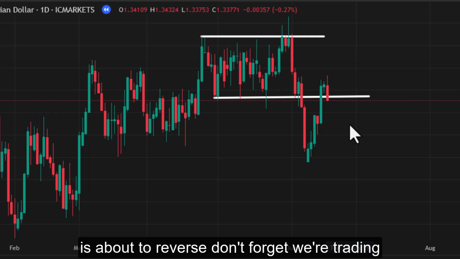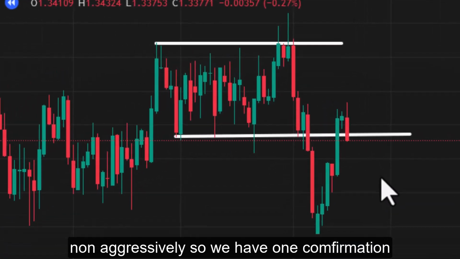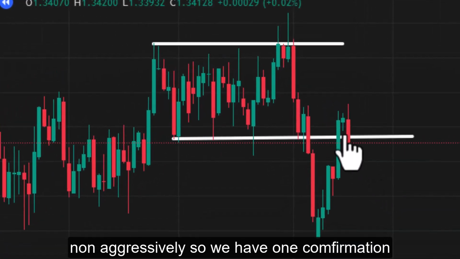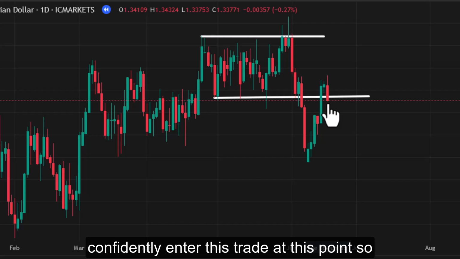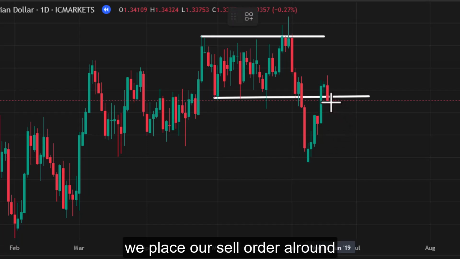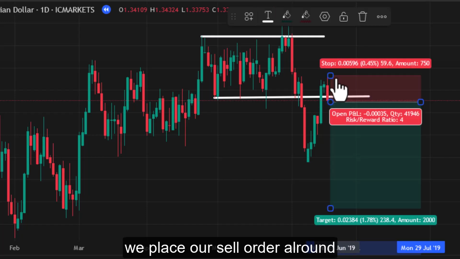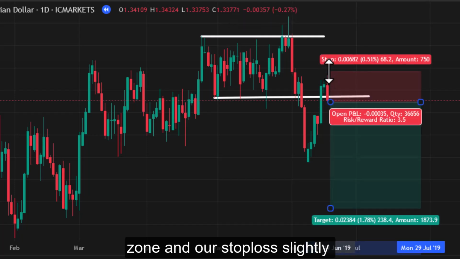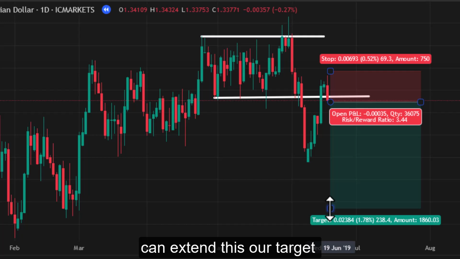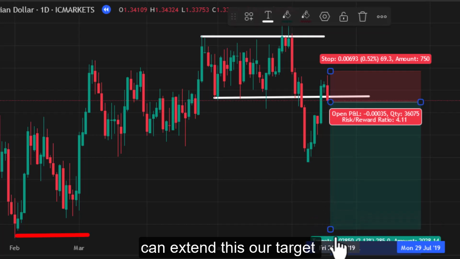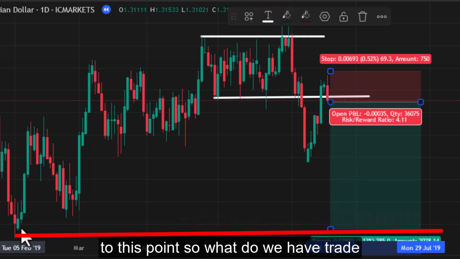Don't forget, we are trading non-aggressively. So we have one confirmation, which is the evening star and this breakout. So we can confidently enter this trade at this point. We place our sell order around this zone and our stop loss slightly above the bearish breakout candle, and we can extend our target to this point.